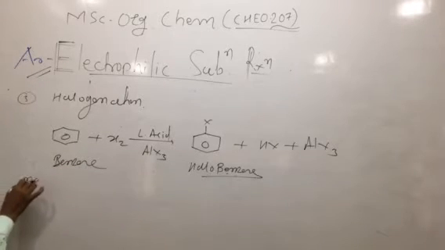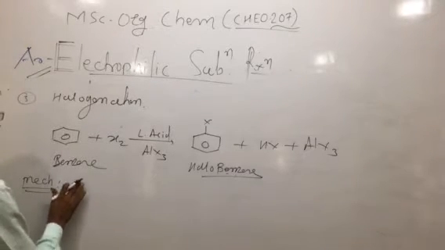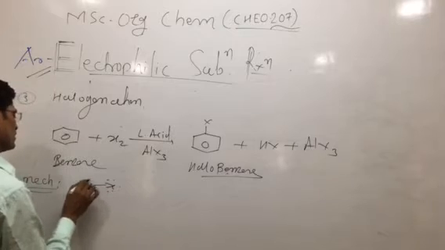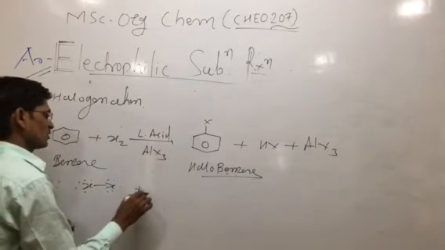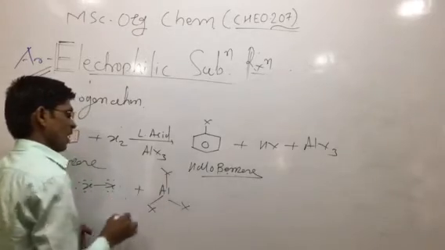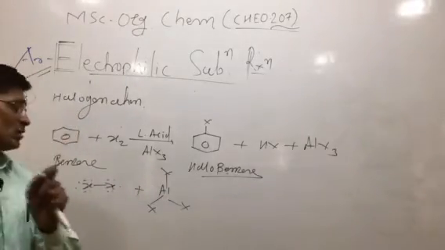So what is the mechanism of such types of reaction? If we have X2, these X atoms have lone pairs of electrons, and AlX3 is a Lewis acid, having the tendency to accept atoms or groups of atoms.